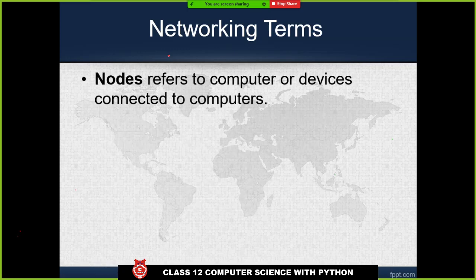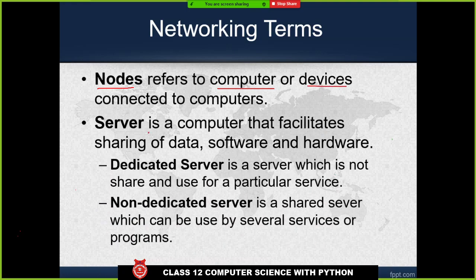Now let's quickly study what are the different network terms used in computer network. The first one is nodes. When we say nodes, it may be a computer or any device that can be connected to the computer. We talk about the server, and there are two types of server, dedicated server and non-dedicated server.